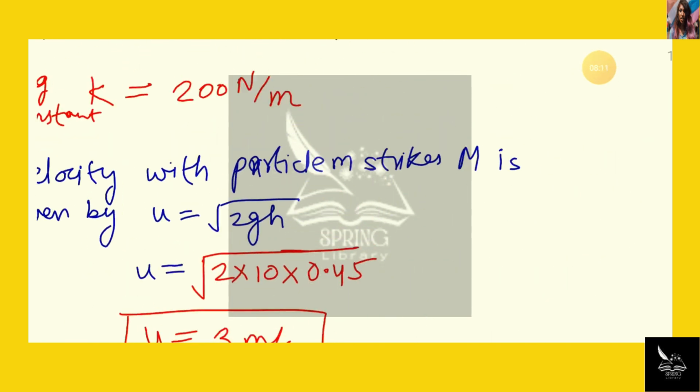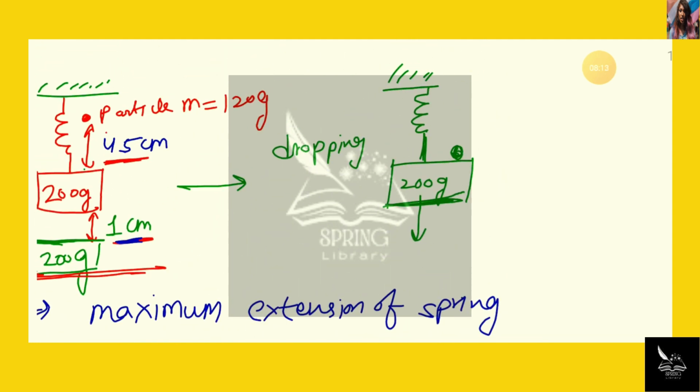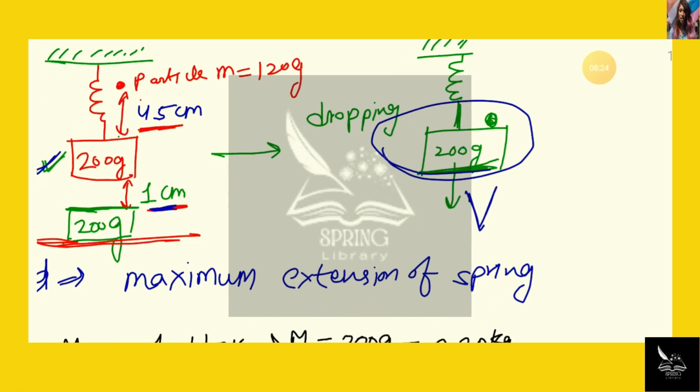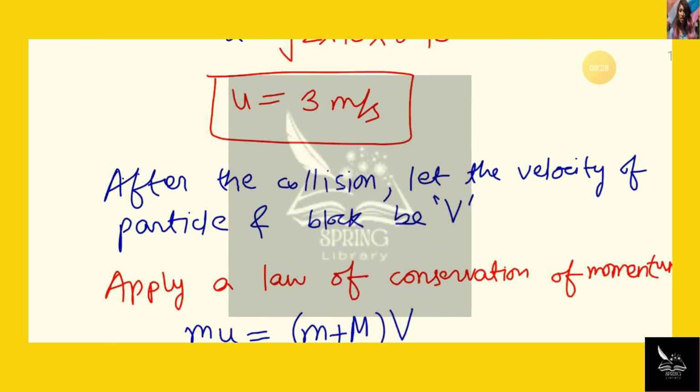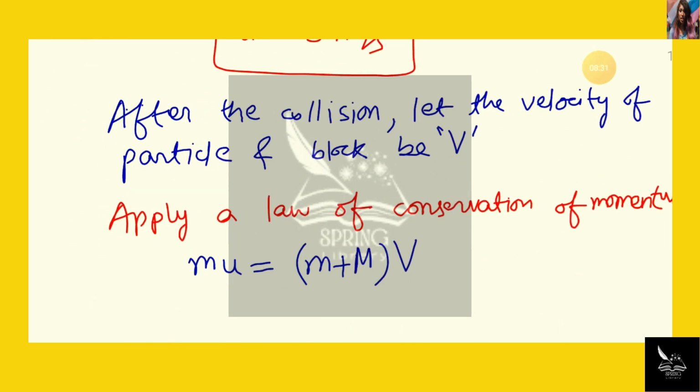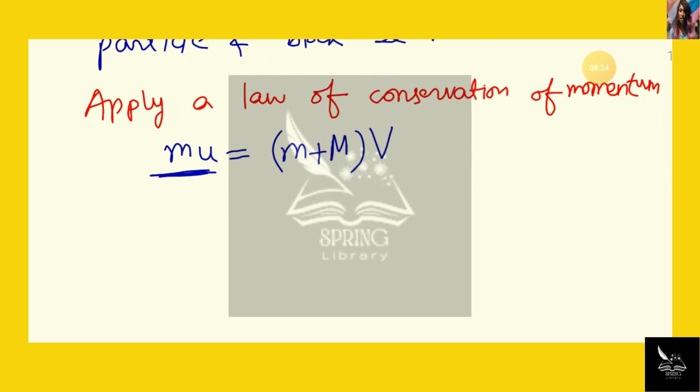So you can see in the figure, after collision they stick to each other and go downward with capital V, which I had assumed. So I can say that here the final momentum will be written as (m plus capital M) multiplied by V, and the initial momentum will be mu. Now the next step is to substitute the data.